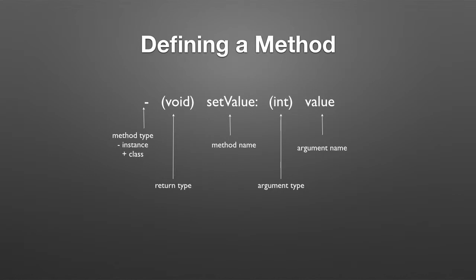Now, this pattern can repeat. In other words, if you had a second argument, you'd have the argument colon, the type, and the value. Of course, if you don't have any arguments at all, if it's a method which takes no arguments, you would just have a name not followed by a colon.